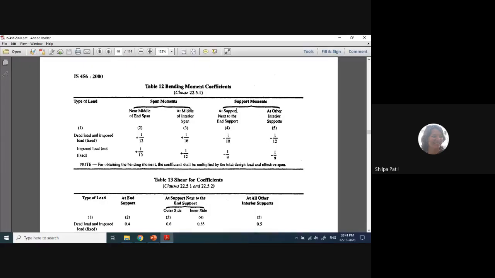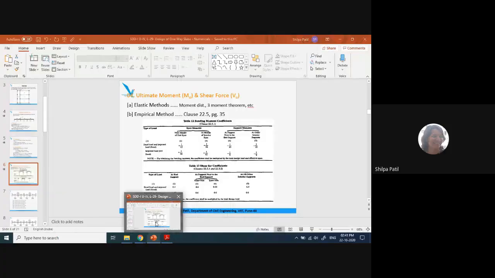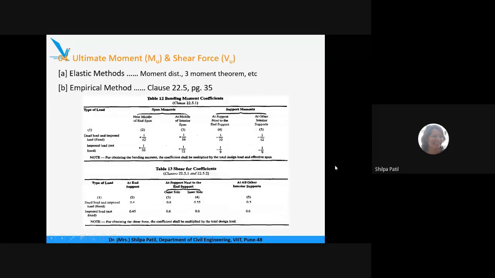Similarly, at the middle of the interior span, these are the coefficients. When we calculate the support moments, at the support next to the end support, these are the coefficients, and at other interior supports, these are the coefficients. So all these I have explained in the form of a diagram, which I will explain here quickly. These are the tables. The first table, Table 12, is related to finding the bending moment coefficient, and the next table, Table 13, is for finding the coefficients for shear.